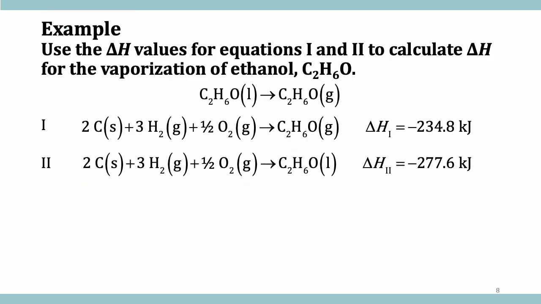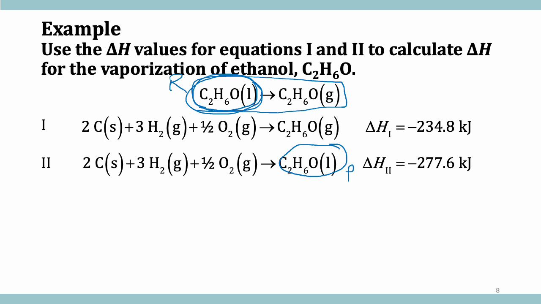Let's try one more. Use delta H values from equation 1 and 2 to calculate delta H for vaporization of ethanol. I need to find this reaction. Again, how do you focus on the reaction? Only focus on what you want. I want this. Okay, C2H6O in liquid form. Where is this in the liquid form? In the second reaction. I want it on the reactant side. Where is it? On the product side, which means I have to flip the reaction.